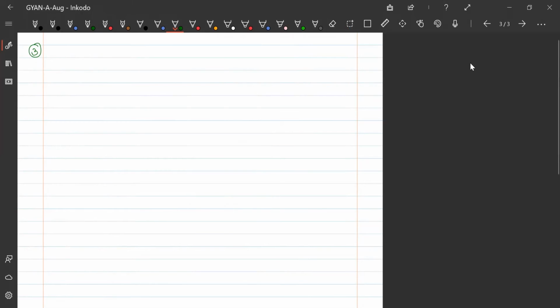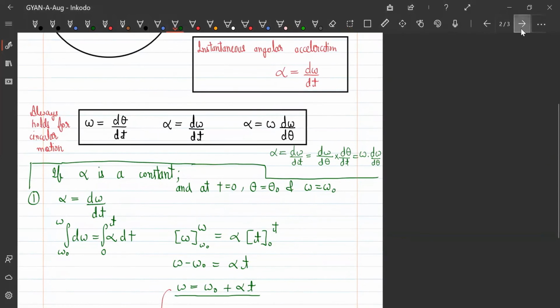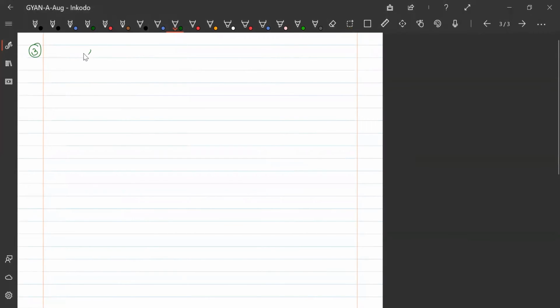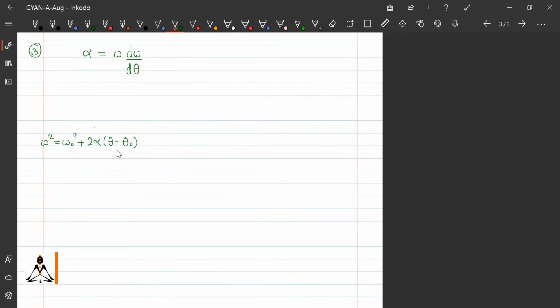I think students ने कर भी लिया होगा. Anybody got the third relation? You can tell me. यहाँ से आगे alpha. हाँ, tell me the relation. सर मतलब equation बोलूं? हाँ, final equation. 2 alpha into theta minus theta naught. Correct. Equals omega square minus omega naught square. Correct. So omega square is equal to omega naught square plus 2 alpha into theta minus theta naught.